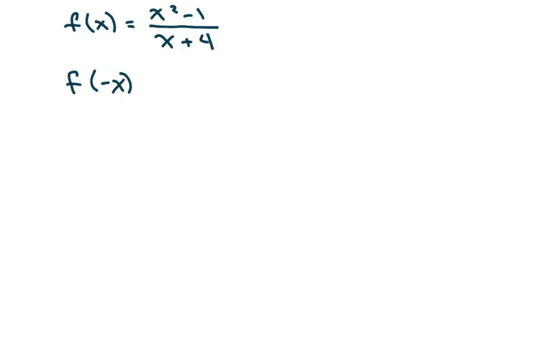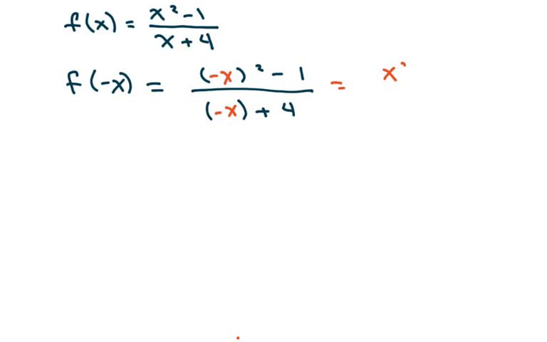The next function we have is f of x equals x squared minus 1 over x plus 4. And we want to evaluate f of negative x. So again, I just put parentheses everywhere there's an x, and I'm going to evaluate negative x. That's going to give me x squared minus 1 over negative x plus 4.